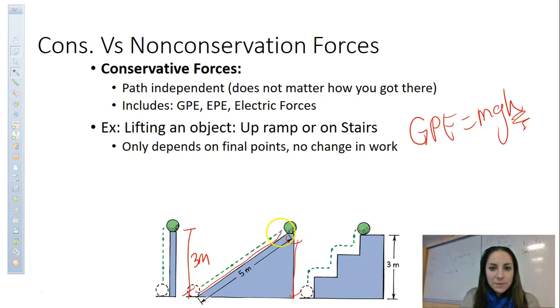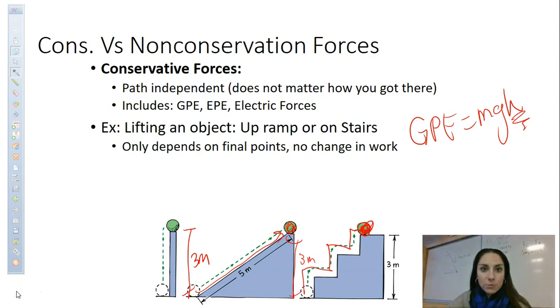So I could have pushed this ball up the incline and ended here, but my height is still 3 meters. And in this example, I could take the ball and make it go upstairs, and as long as it ended here at 3 meters, these all have the same gravitational potential energy. Because of this, we call it a conservative force.